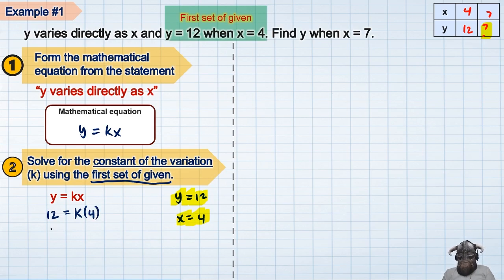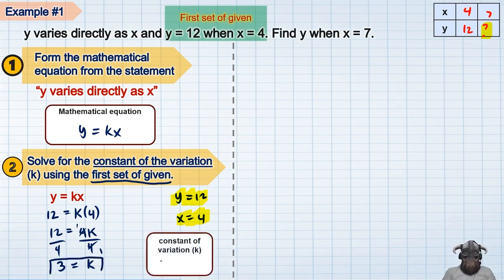Now, after that one, all you need to do is to divide 4 on both sides. Kasi, di ba dito, 4 times k, ito ay magiging 4k. Then, divide both sides by 4 para makuha at matira lang yung value ni k. So, 4 divided by 4 will be 1. Then, 12 divided by 4, the answer will be 3. So, ito ngayon yung ating constant of variation. So, our constant of variation once again is k is equal to 3.